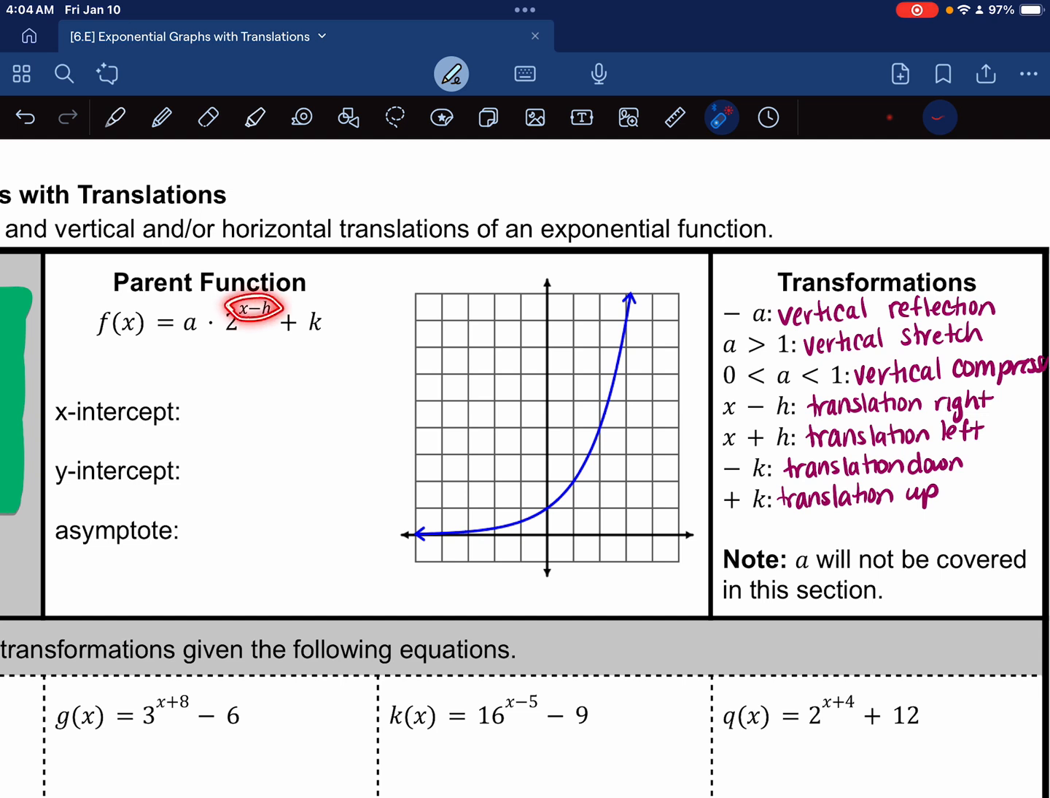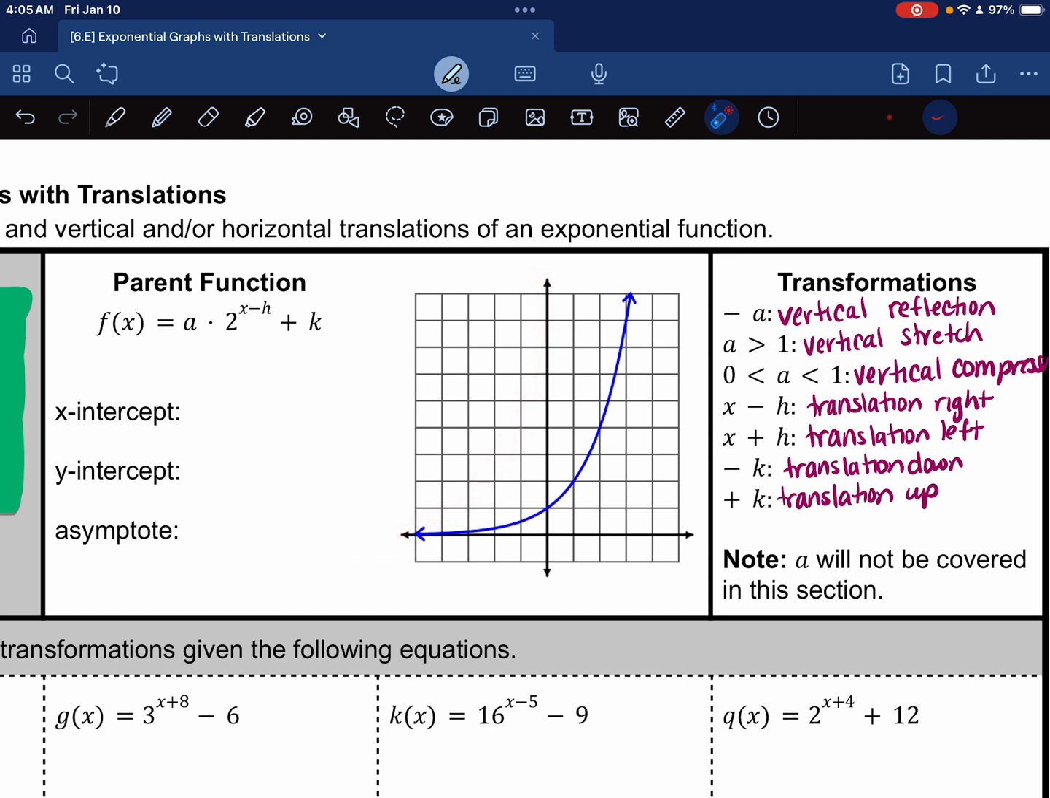Now the h is a number that's being added or subtracted from x, okay? Notice that that h is up there in the exponent. And the h feels backwards from what you feel like it should be because of the minus sign that's here. So if you see x minus a number, it's going to translate to the right, even though that's where the positive numbers live. And if it says x plus a number, that's going to be a translation left.